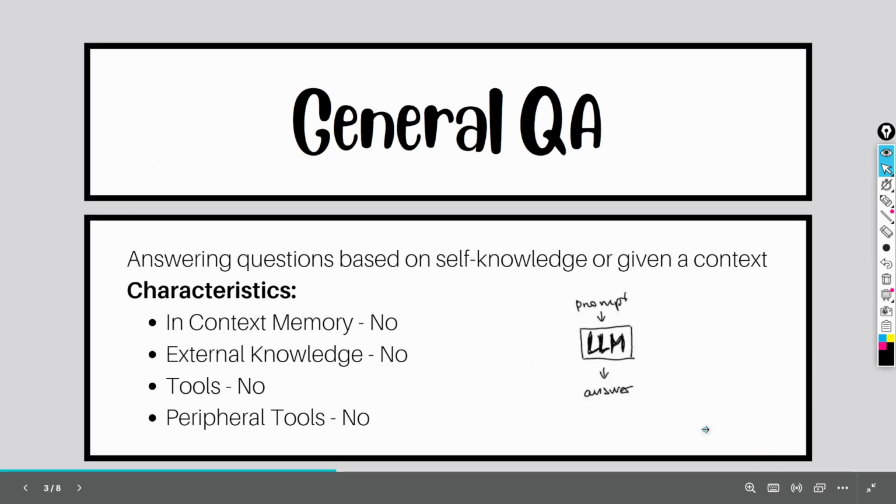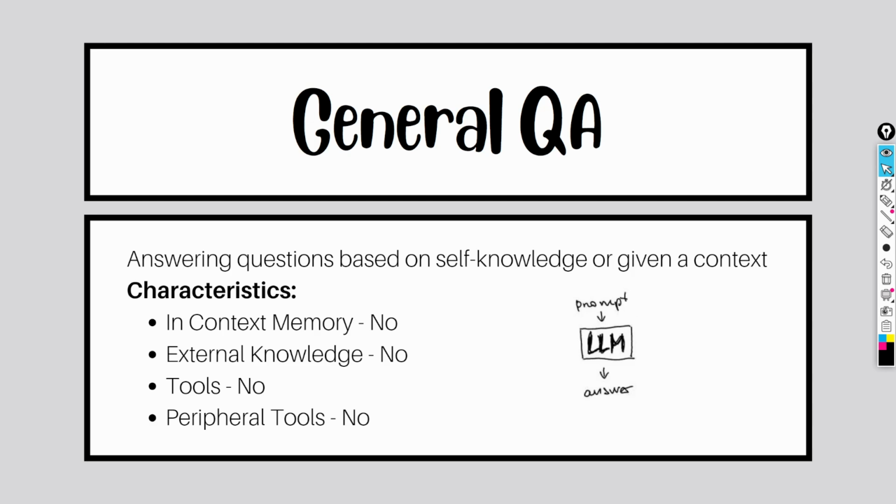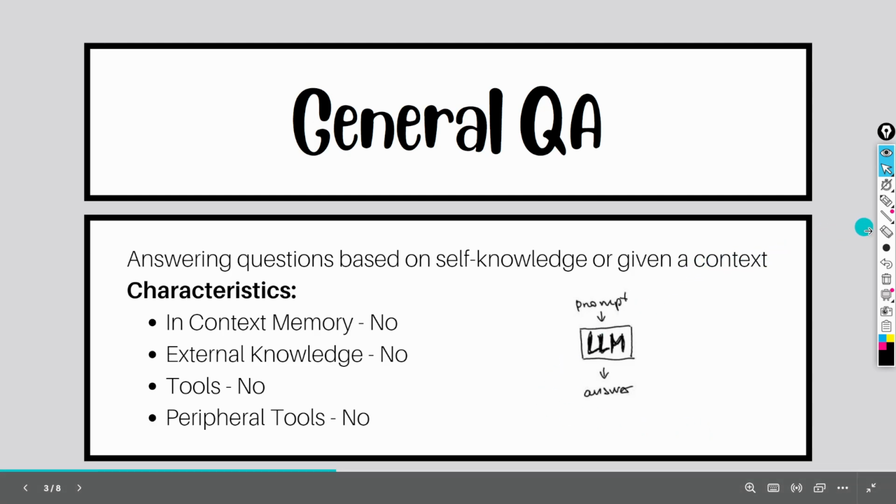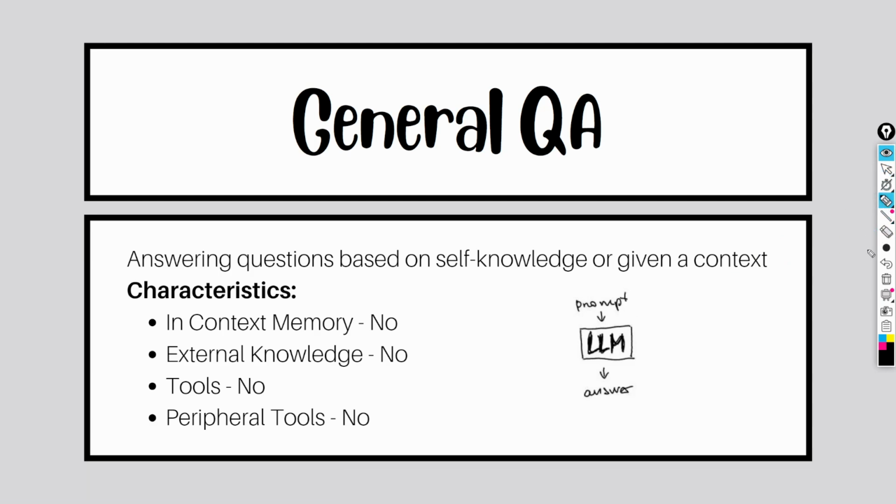So what is a general QA? It is about answering a question based on self-knowledge or given a context. So what do I mean by that? Let's see about that now. If I ask a question stating, what is the planet we live in, the LLM, whichever LLM it is, is gonna say easily that it is gonna be Earth, right? This is no context question answering. No context QA. That is the first one.